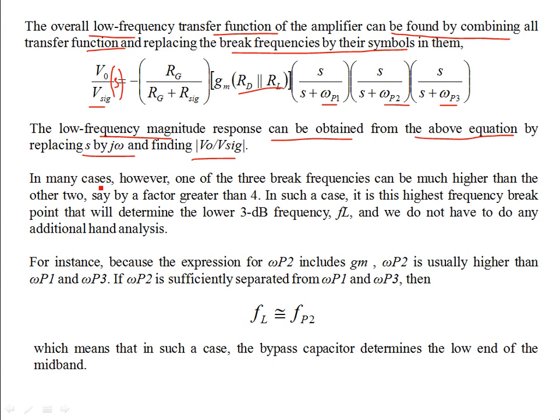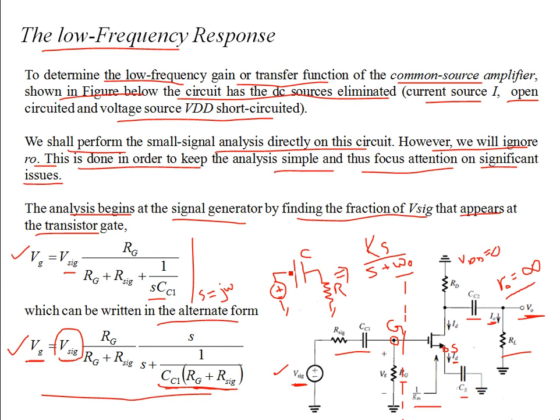then evaluating the magnitude. In many cases, however, one of the three break frequencies can be much higher than the other two, say by a factor of 4. In such a case, it is the highest break frequency that provides the lower 3 dB frequency FL, and we do not have to do any additional hand analysis. Omega P1 is in terms of the coupling capacitor CC1, which is of the order of 100 microfarads. RG is usually larger than R signal in practice, with the biasing resistors at the gate. These are the dimensions of these external circuit parameters.